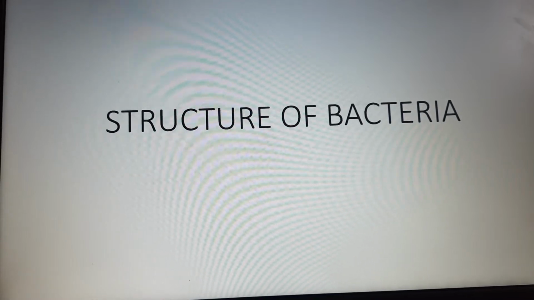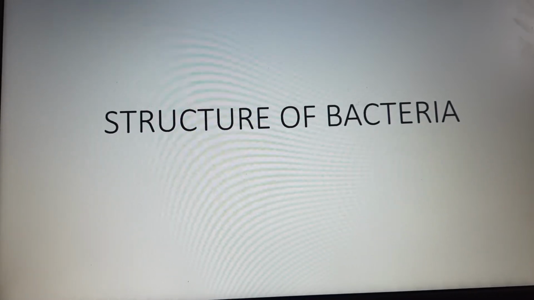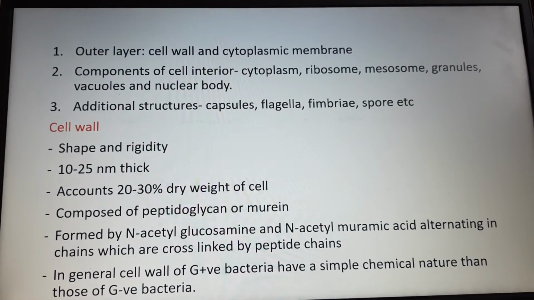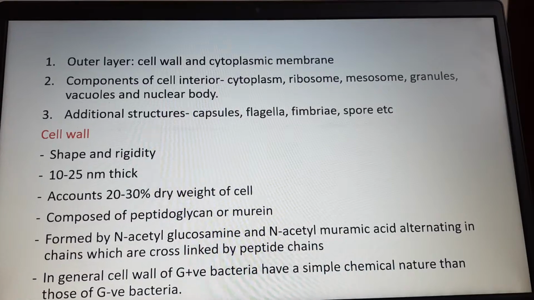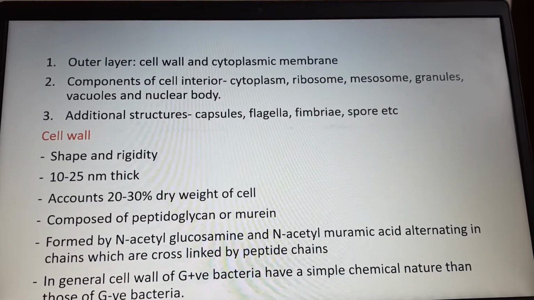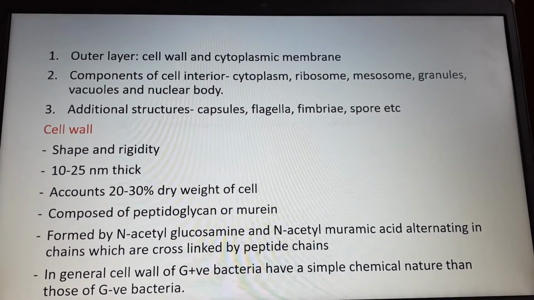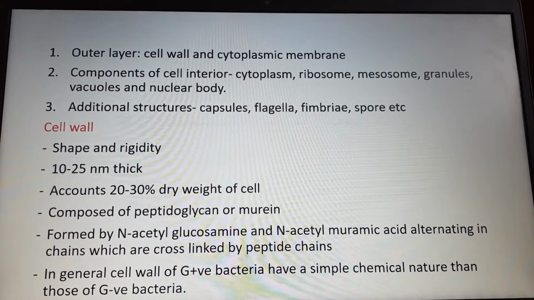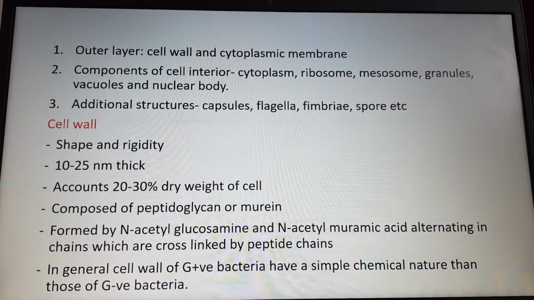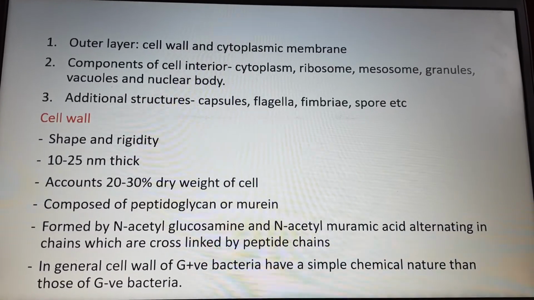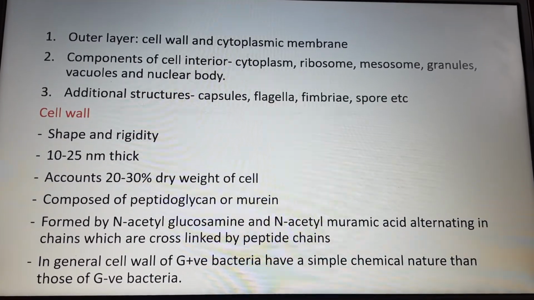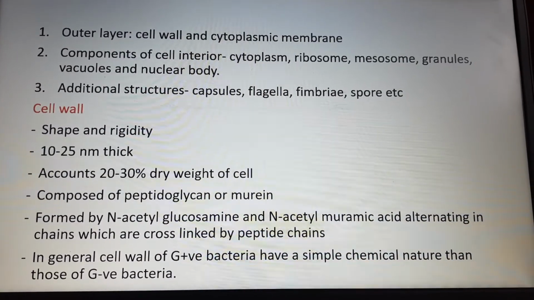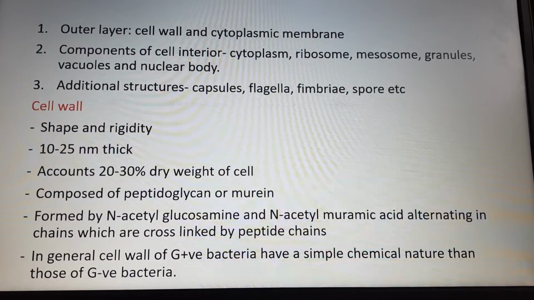So the topic today we are going to discuss is the structure of bacteria. The structure of bacteria can be divided into three regions. First one is the outer layer, which includes the cell wall and the cytoplasmic membrane. Next, the components interior to the cell, that is cytoplasm, ribosome, mesosome, granules, vacuoles and nuclear body, and additional structures which include capsules, flagella, fimbriae, spore, etc.